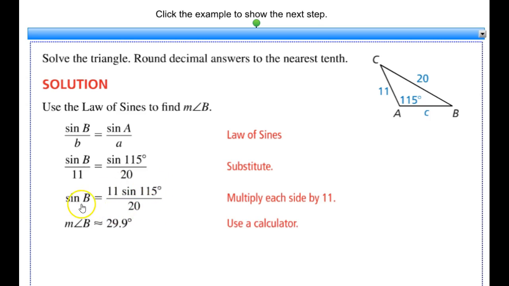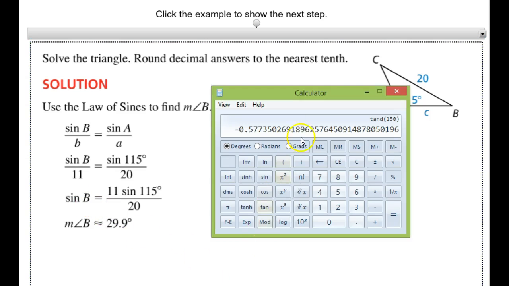So now I use my calculator. And remember from the last few sections, whenever I'm trying to find an angle, I always use the inverse sine. So let's go ahead and do this in my calculator. I'm going to find the sine of 115 degrees, and then multiply that times 11, and then divide that by 20. So here you would get 0.498 and so on.